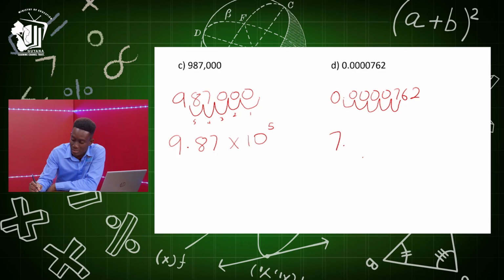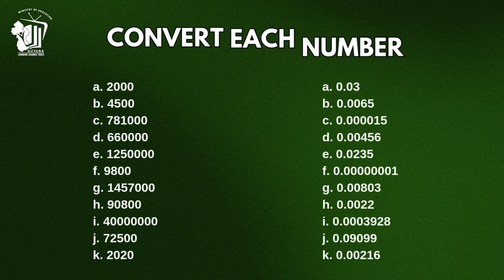76 is obviously greater than 10. The decimal point has to go between 7 and 6. This would be 7.62 multiplied by 10 raised to the, we saw that we moved 1, 2, 3, 4, 5 times. This would be the negative 5 power. And that is how we write numbers in scientific notation or standard form.